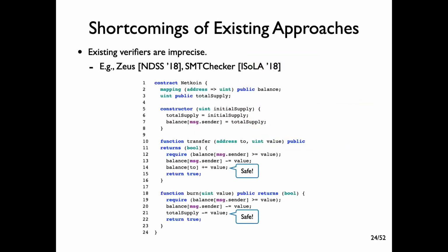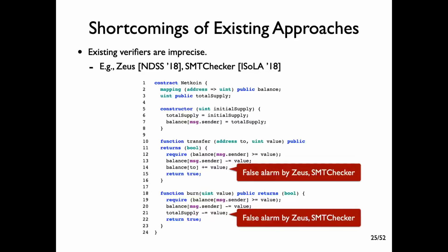Existing verifiers such as Zeus or Securify are unsatisfactory too. For example, in this contract, all arithmetic operations are safe from over- and underflows. In particular, it is noteworthy that the operations at line 14 and 21 are safe, although there are no direct safety checking statements in each function. To prove their safety, we need to discover some invariants hidden in the contract. However, existing verifiers cannot find such hidden information, resulting in false alarms.